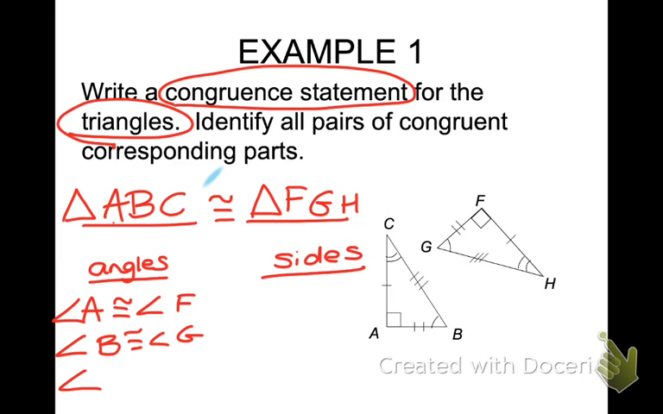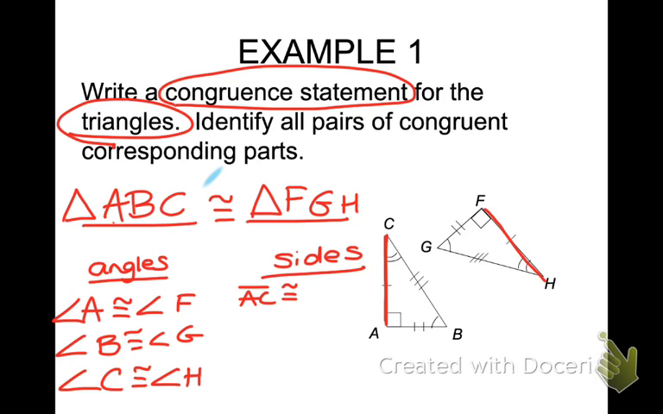So angle C is congruent to angle H. Now the sides get a little bit more challenging. Okay, so now let's do the single tick mark. Single tick mark on the left triangle is side AC, so that's a line segment, so I'm going to call it line segment AC. Matches up, where's my single tick mark on the other side?